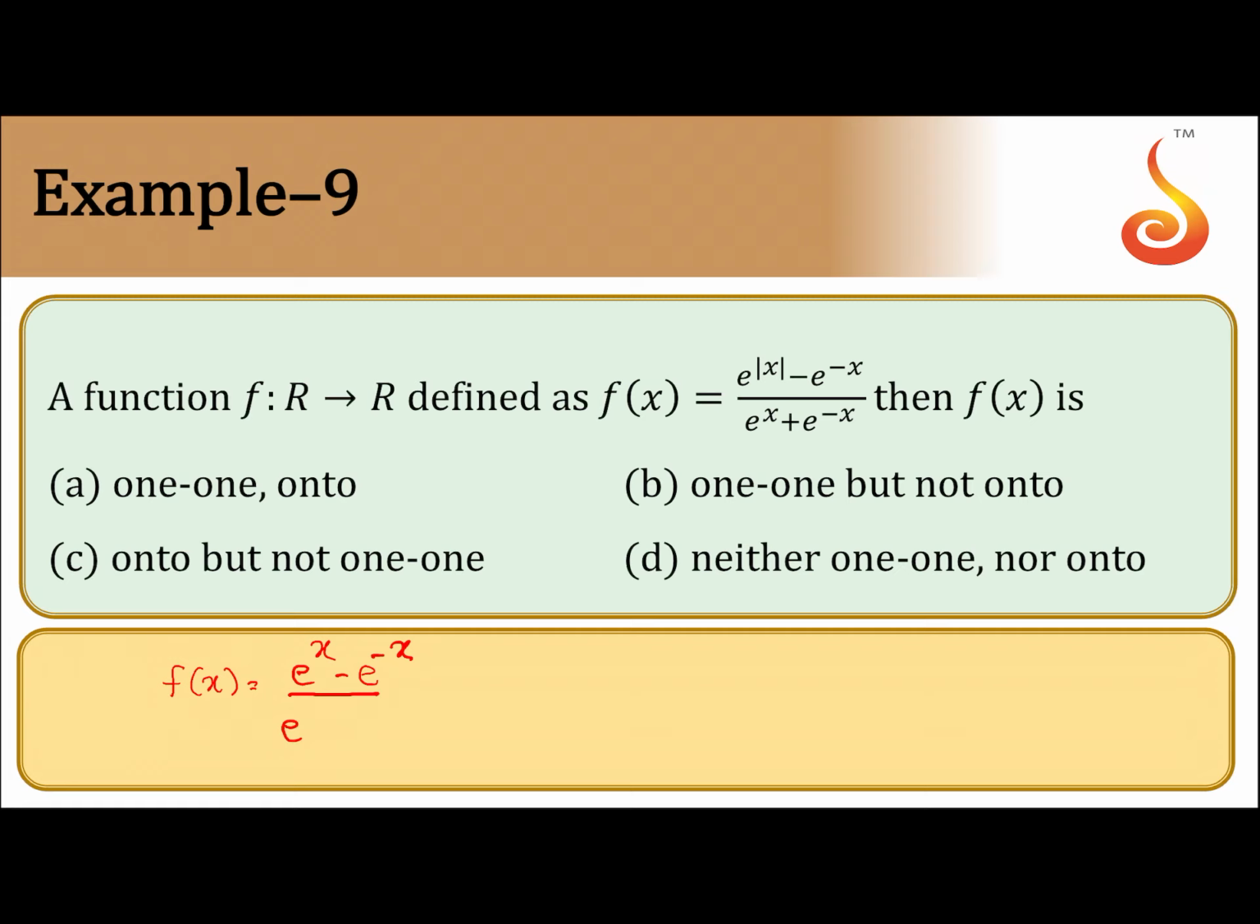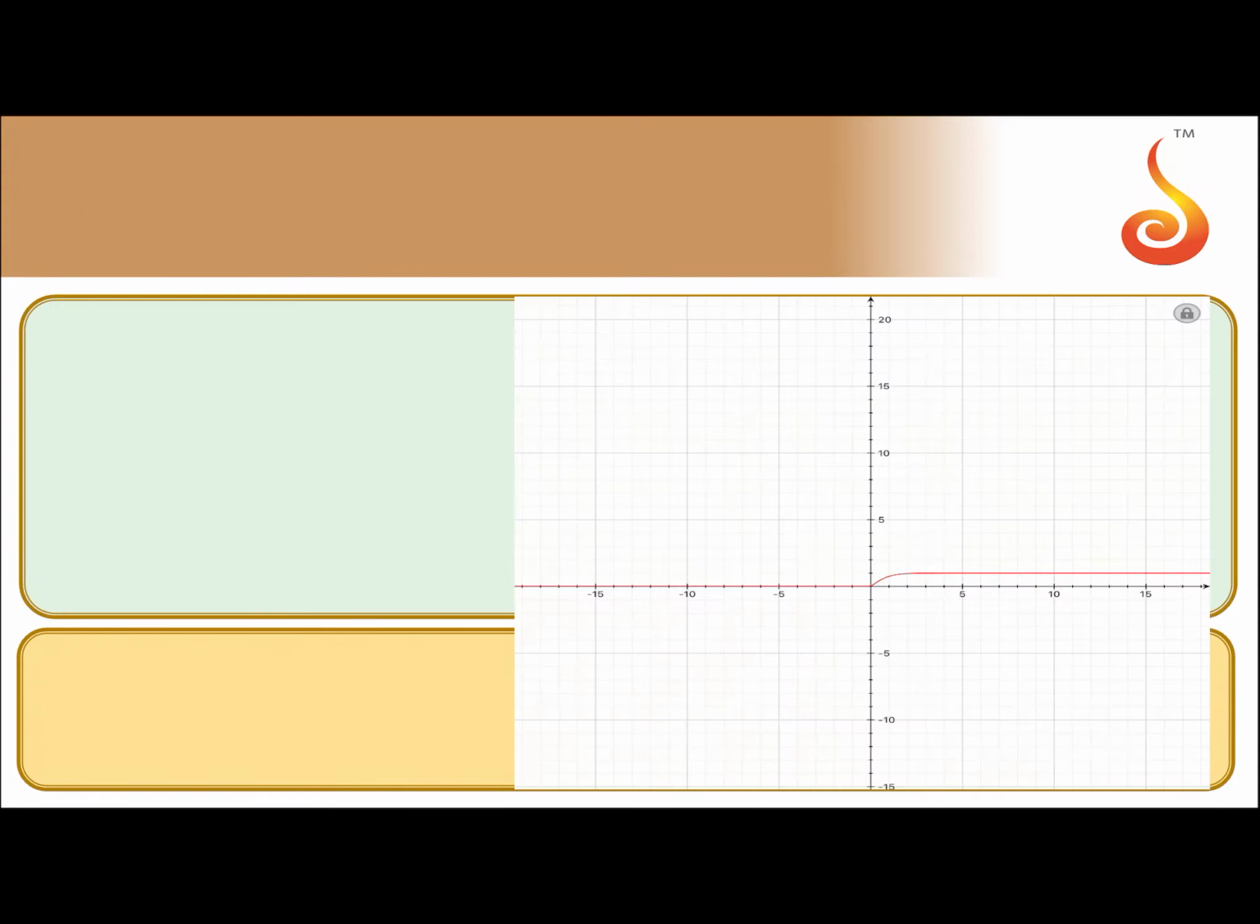f of x is equal to (e to the power x minus e to the power minus x) by (e to the power x plus e to the power minus x) whenever x is greater than or equal to 0. Now, e to the power minus x by e to the power x plus e to the power minus x whenever x is less than 0, which is equal to 0. Let us see the graph, then you get an idea about it.